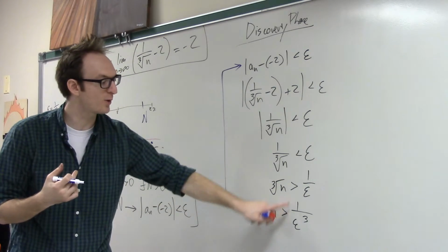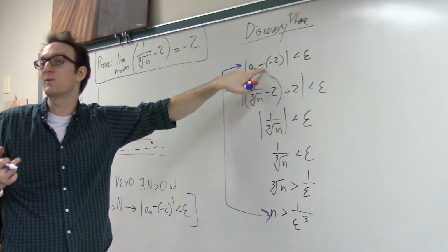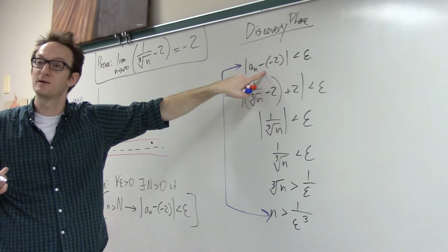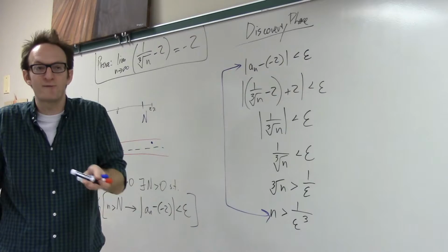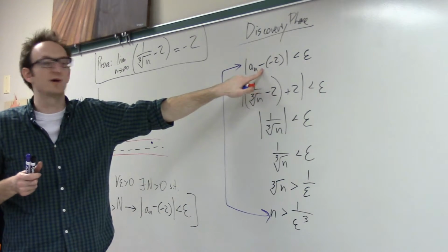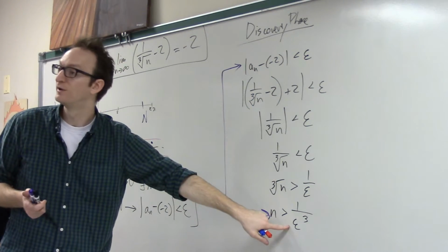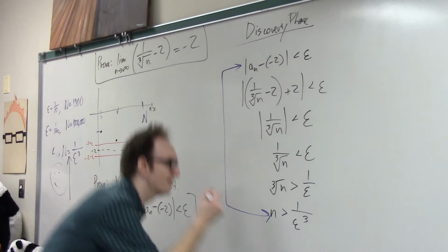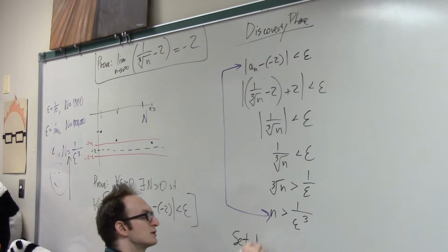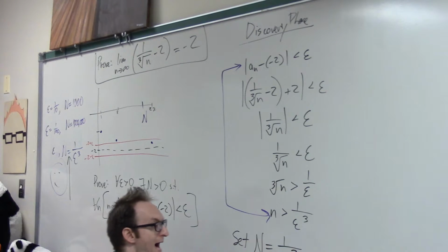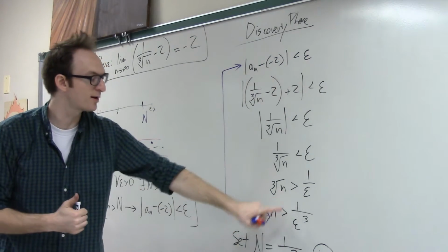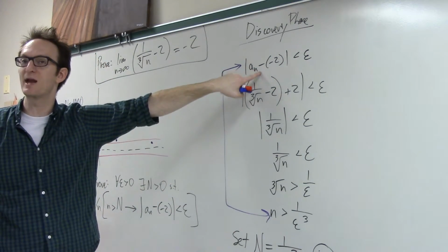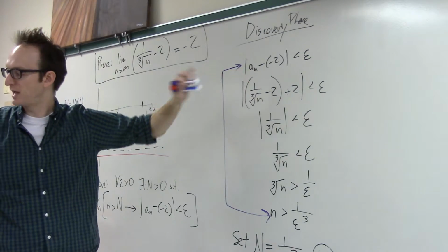If n is bigger than 1 over epsilon cubed, it seems to be that the thing that we wanted is satisfied. So if that's the case, then what's the answer to the question, how far out do I have to go in order to make this true? That far, right? The conclusion of discovery phase is that I should set big N equal to 1 over epsilon cubed. Why is that what I should do? Because if I go bigger than 1 over epsilon cubed, it appears that the thing that I wanted to prove is true. Get it?